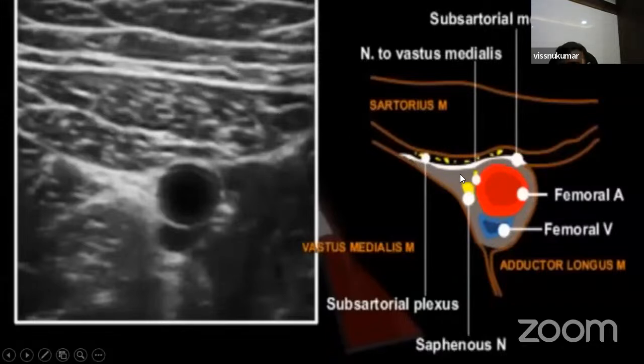It should pierce the vastoadductor membrane and deposit the drug here, lateral to the artery, so that these two nerves will be blocked. The subsartorial plexus that is present below this will slowly diffuse through this membrane, and it is going to block the obturator and the sciatic branches of the knee joint. Okay, so this is the pertinent anatomy of the adductor canal block.